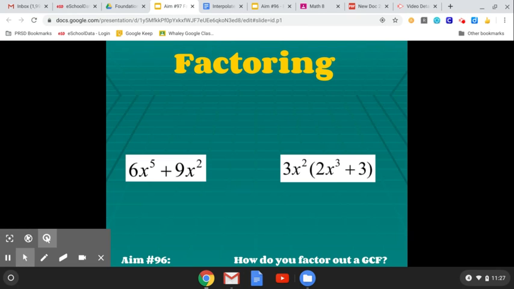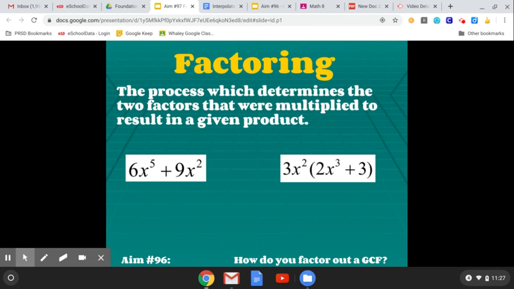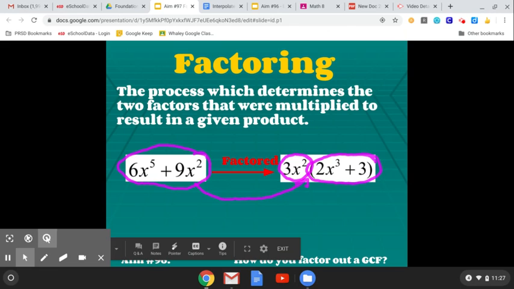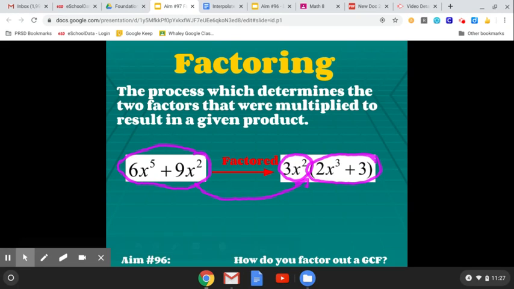I have a screen here that talks about what factoring is, but we just talked about it together. I give you this problem and say something was multiplied and the answer was 6x to the fifth plus 9x squared. And your job is to figure out that these were the two things that were multiplied. That is what it means to factor something. And we say it's factored once you do that.